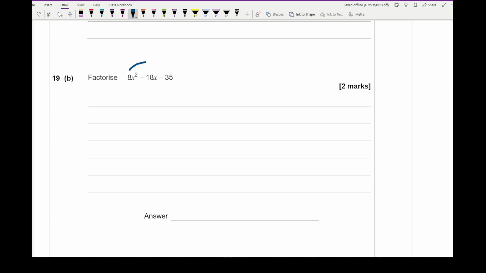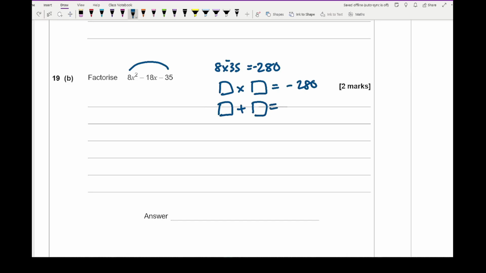So first things first, what we need to do is multiply our coefficient of x squared by the constant. So that's 8 times 35, which is going to give me a big number. 8 times 35 gives me 280. Now what I'm looking for are 2 numbers that multiply together to give me, actually that should be minus. So it's minus 280, but added together give me an answer of minus 18.